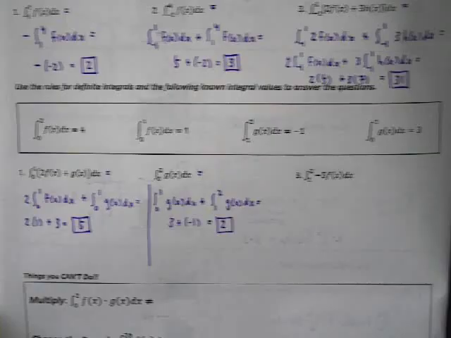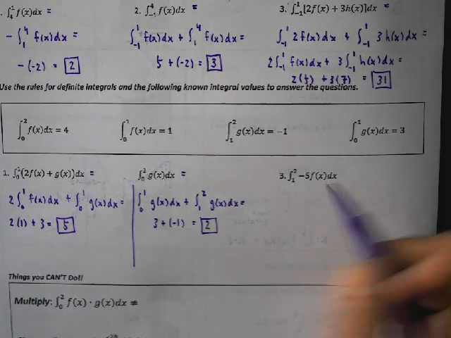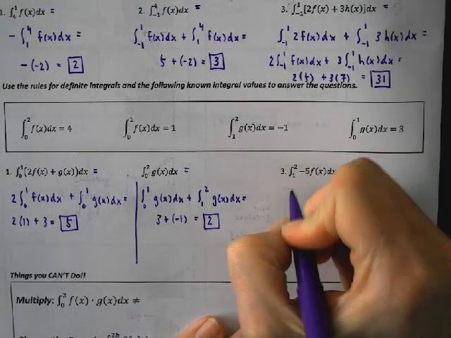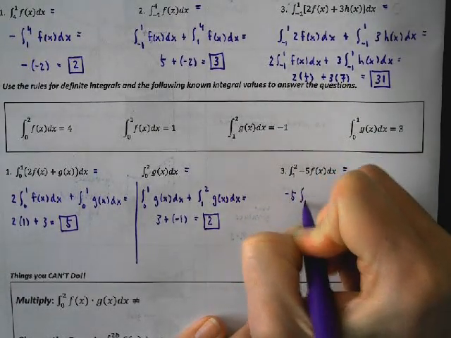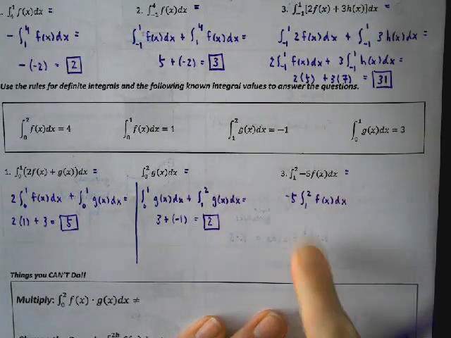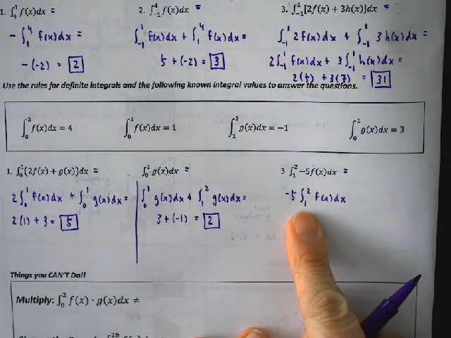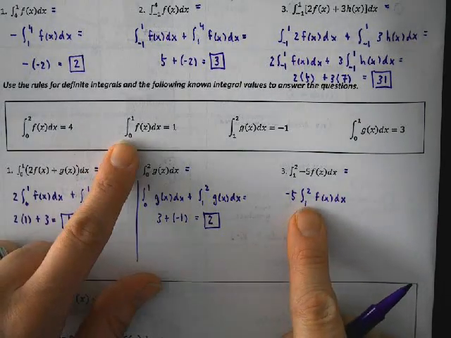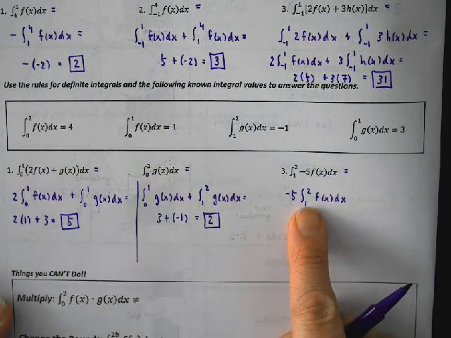All right, so let's see. Number 3, last one here. I have a constant multiple. So I'm going to deal with that first. I can pull that out front. And now I have a question about these limits of integration. Because I see I'm looking from 1 to 2. I have 0 to 1 and I have 0 to 2.